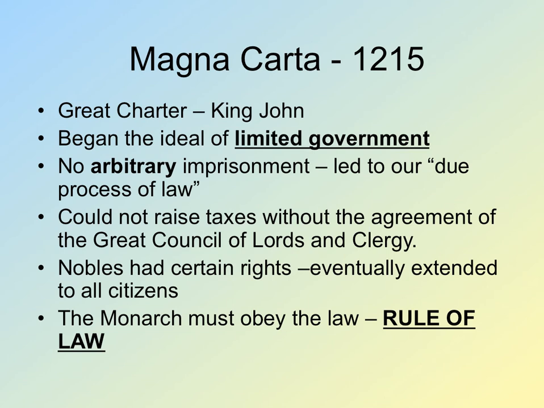What happened was a group of landowners and rich citizens in Great Britain and England began this idea of limited government. There were certain things that the king should not be allowed to do. Some of those things included arbitrary imprisonment, or imprisonment without being told what you're being arrested for or what you're charged with, and raising taxes without the agreement of certain citizens or groups, and that the nobles had certain rights.